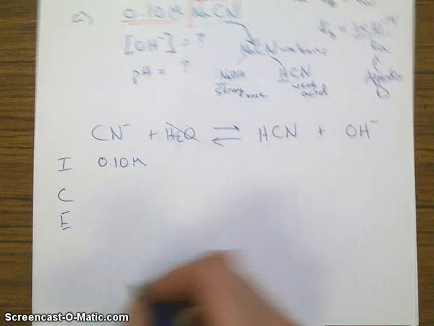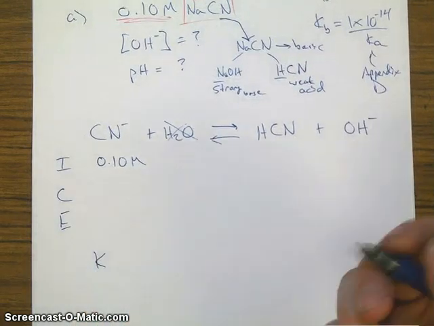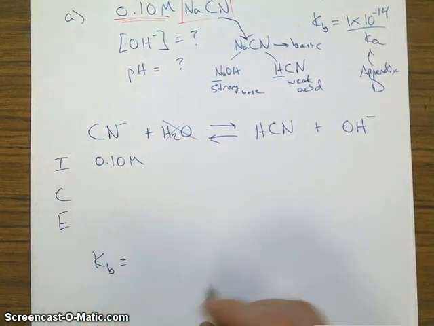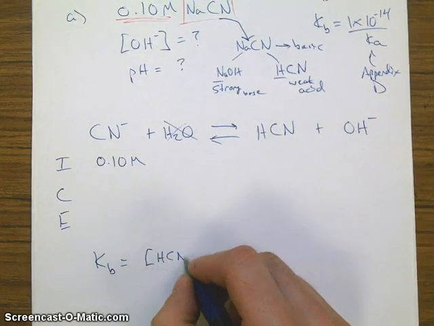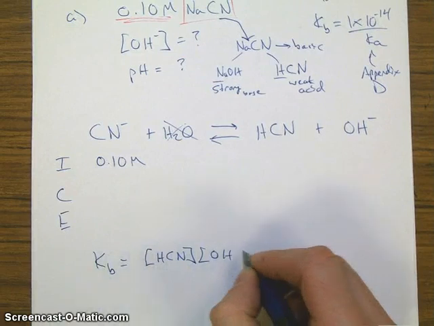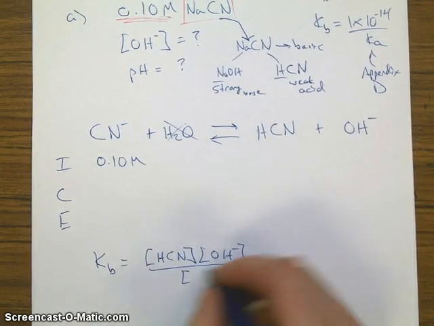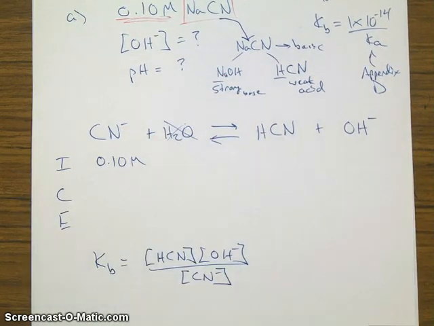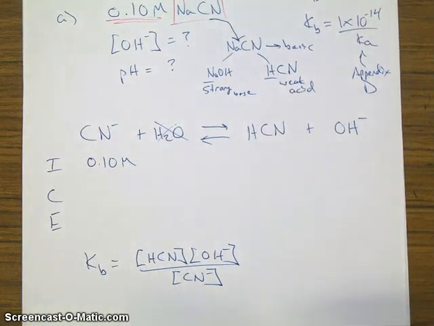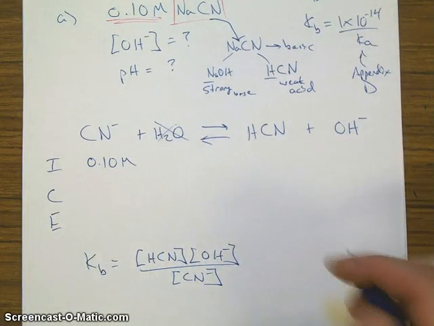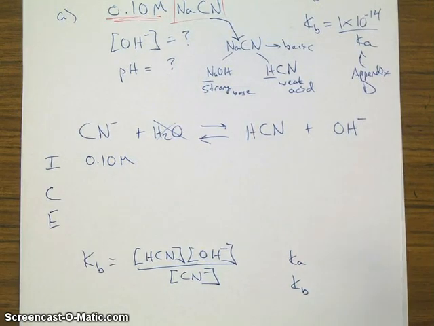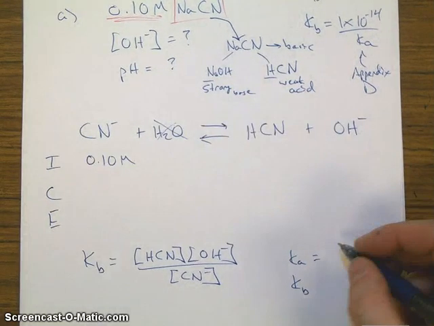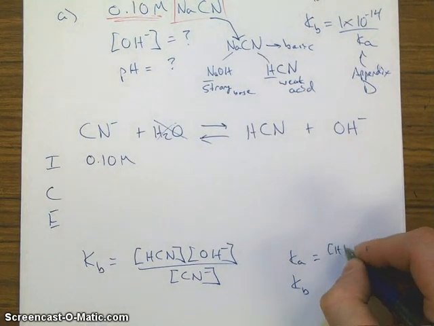From this equation, we can write out an equilibrium expression for Kb because it's a base. Kb is equal to products over the reactants. So it's going to be HCN times OH minus over CN minus. That's the way I've written it out. Now, notice whenever you write a Ka or a Kb, you are never going to really have water in your equation. A classic one is Ka. So in your equilibrium expression for acids, let me write this one out.